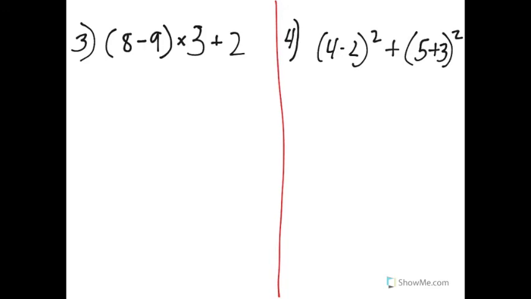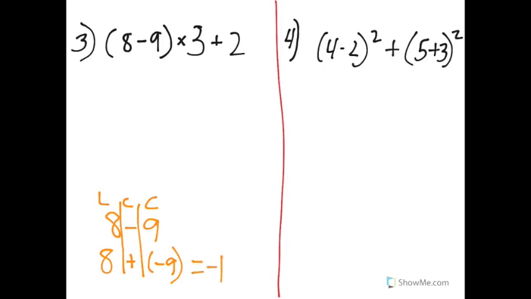So we'll work inside the parentheses to do 8 minus 9. And if you still need to do leave, change, you most certainly can. I'll do it here on the bottom just in case you need a refresher. We leave the 8, we change the minus to a plus, and we change the positive 9 to a negative 9. So now we have 8 plus negative 9. We'll do 8 plus negative 9 equals negative 1.